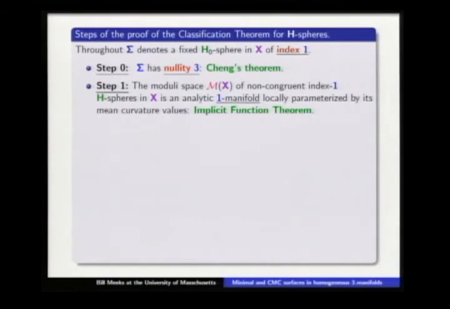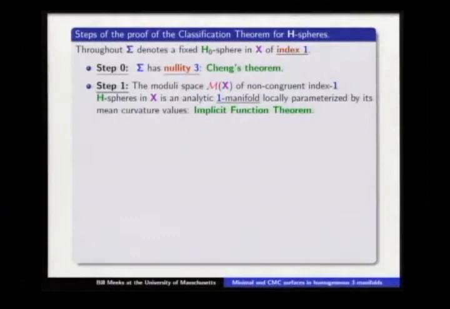If you have index 1 and nullity 3, then you can apply the implicit function theorem and see there's a curve of examples. Whenever I have an example, there's an analytic deformation. There's this analytic family of spheres that deforms nearby. Okay? So I want you to remember this notation. This is the moduli space of non-congruent index 1 examples. And once you fix an example at a place, then you have a curve of examples coming out of it. So we see this one manifold picture. It doesn't mean it's a connected one manifold. It's just a one manifold picture.